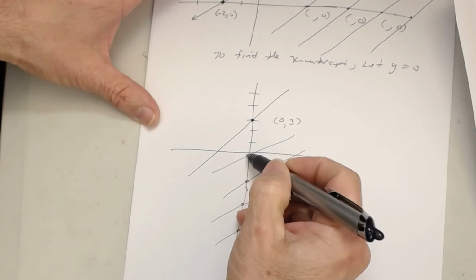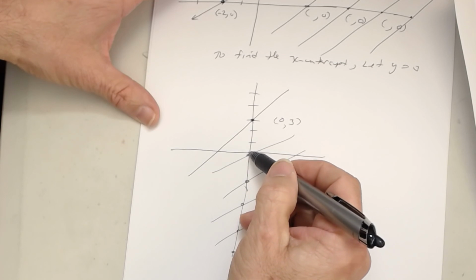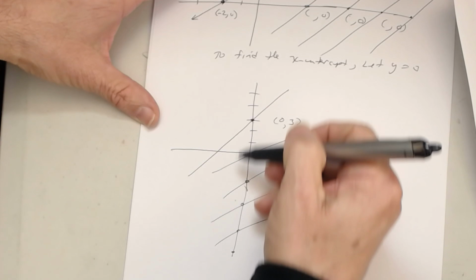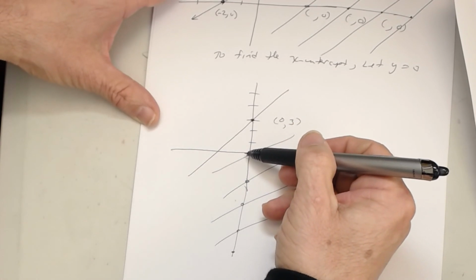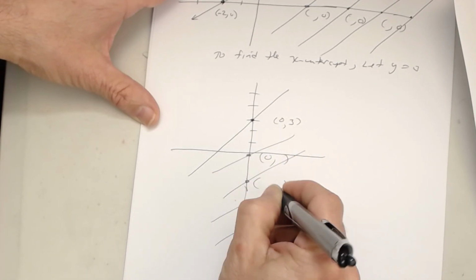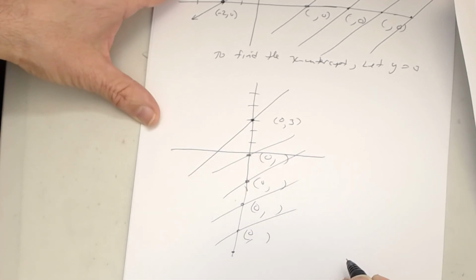It's always 0, because remember, to label a point, you start at the origin, and all these points are above or below it. So that means I stayed at the origin. That means x is what? 0. So no matter where I am on the y-axis, x is always 0.